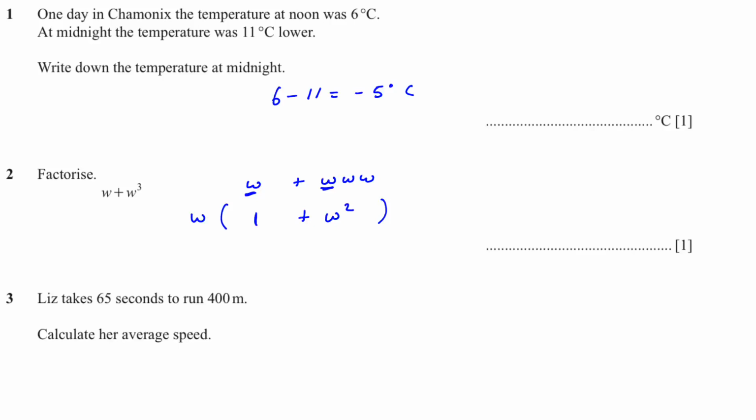In the third question, it takes 65 seconds to run 400 meters. Calculate the average speed. To find speed, we use speed is equal to distance over time. Distance is 400 meters and time is 65 seconds. This will give us 6.15 meters per second.